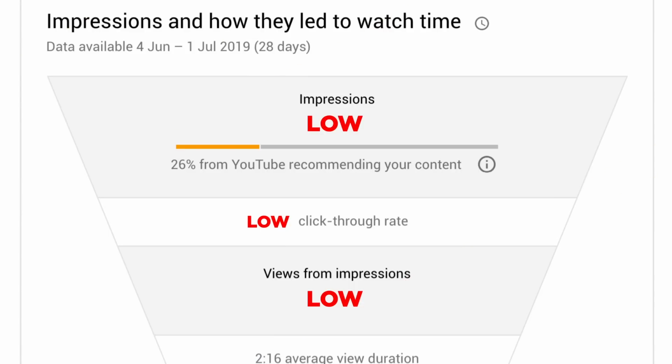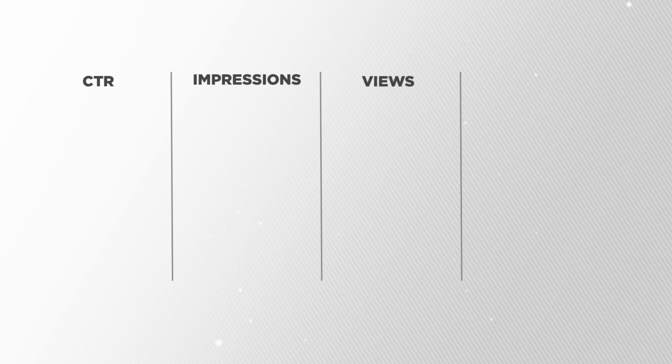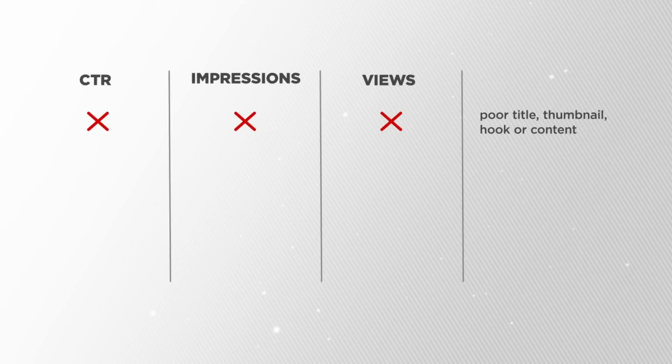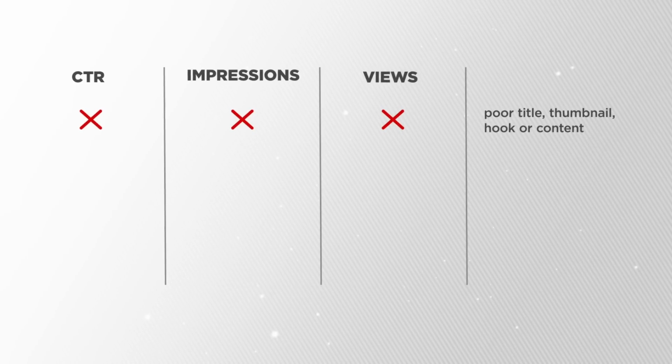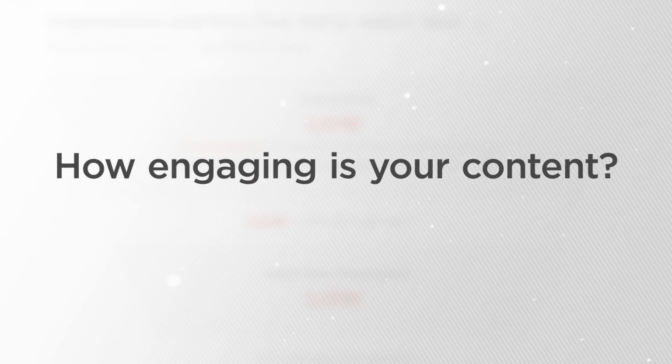If you look at your data and you see that you have very low click-through rate and low impressions, and that's leading to poor views, then that probably just means that it's either not a great title and thumbnail combination, or it doesn't have a really good hook, like the title and thumbnail set an expectation that wasn't delivered quickly enough for the viewer, so they just abandon the content, or the content of your video itself is just not as engaging and enticing as you would like it to be.